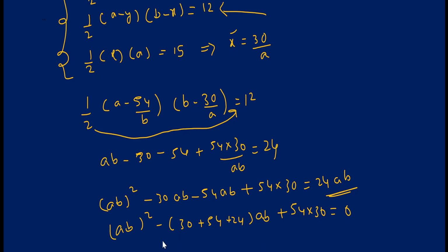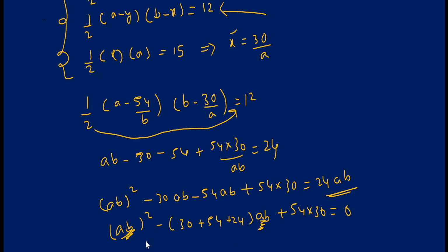Now you can clearly observe that this is a quadratic equation with AB as one term. You can actually solve this equation for AB because you already know how to solve a quadratic equation. So you can solve this equation for the value of AB.